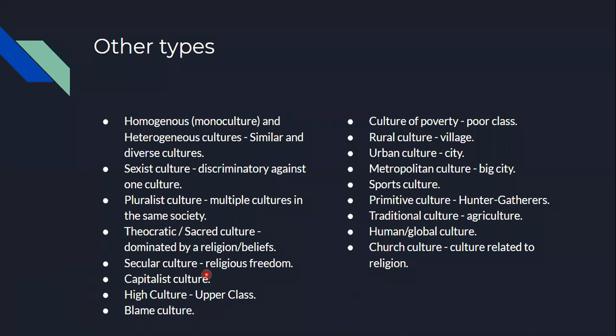And there are various other types of cultures: homogeneous culture, we also call it monoculture; heterogeneous; sexist culture, which is discriminatory; pluralist culture, which has lots of cultures in one society; theocratic, sacred culture, which is based on religion; secular culture; capitalist culture; high culture of the upper class; blame culture, in which we blame others for our faults, like anti-Semitism; a culture of poverty of the poor classes; rural, urban, metropolitan of a big city; sports culture like the Kiwis, the Aussies; primitive culture of hunter-gatherers; traditional culture of agriculture; church culture, a religion-based culture; and global culture.